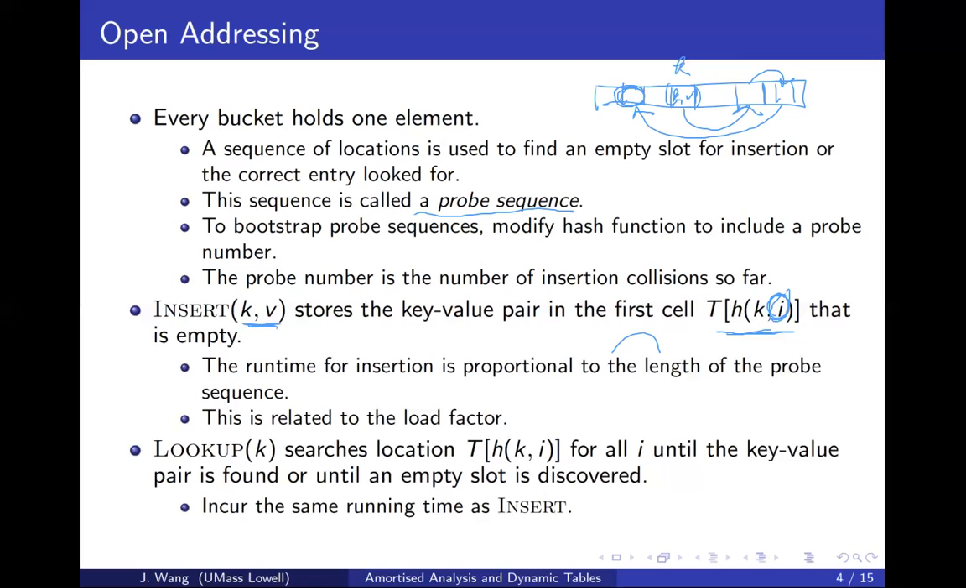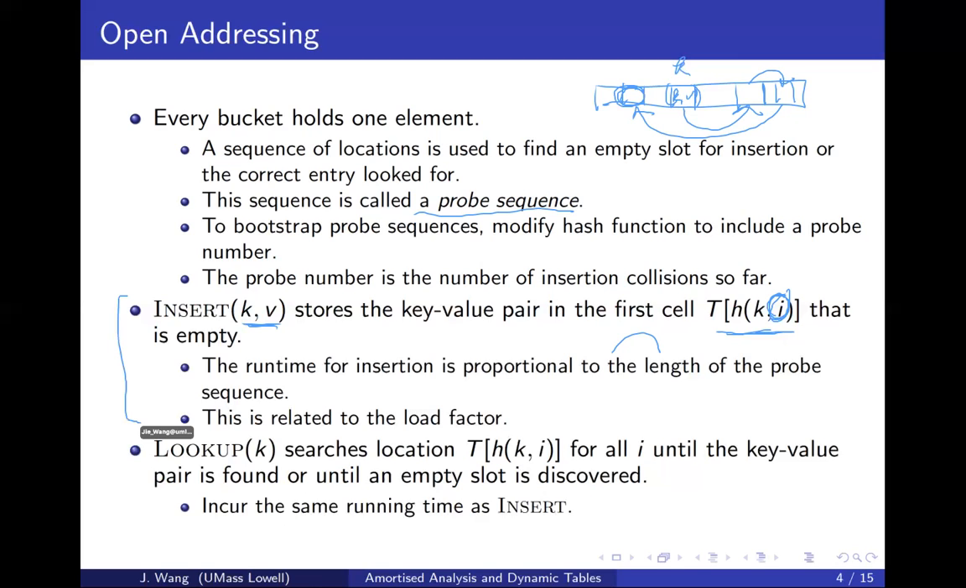Okay, so of course we know that this is also related to the load factor, meaning how many items you have already inserted into this hash table T. If at the beginning a lot of spaces are vacant, it's easy to find an empty space with a very small number of probes. If the load factor is high, that means a lot of spaces are taken, then you may need a longer probe sequence to find one.